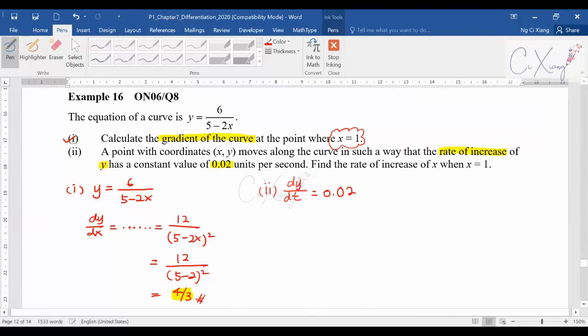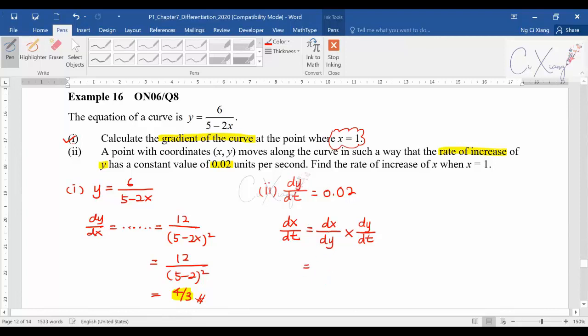Then what do they want? Find the rate of increase of x when x equals 1. So they actually want you to find the value for dx dt. What is the value for dx dt? You need to form the chain rule equation first. It will be dx over something multiplied with something over dt. So what do you think the something that you can use here is? You can always refer to the question. Your question now only asks you to find dy dx, and here you have dy dt. Therefore, you can try to consider dy here. Then this one is dx dy.